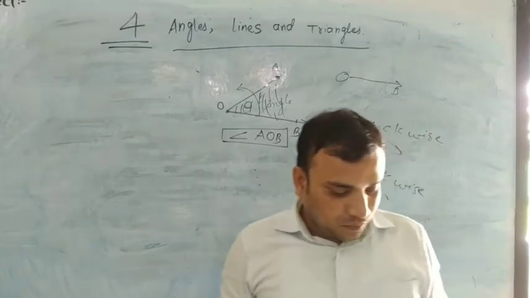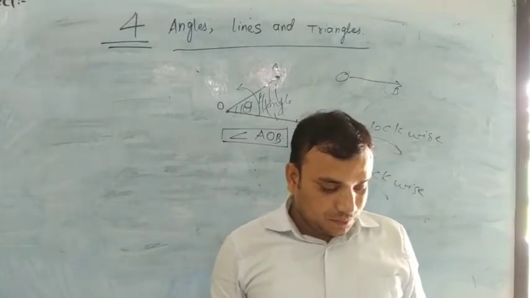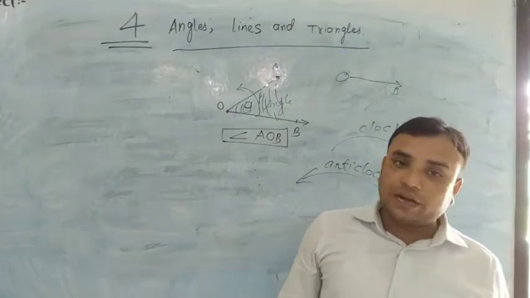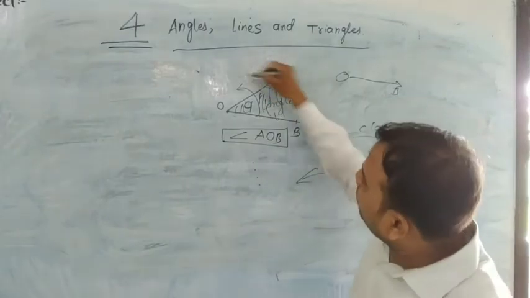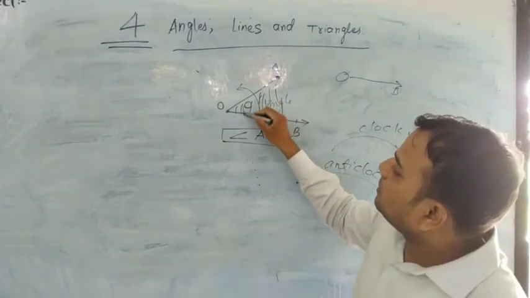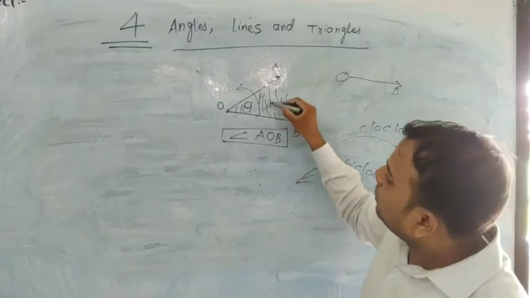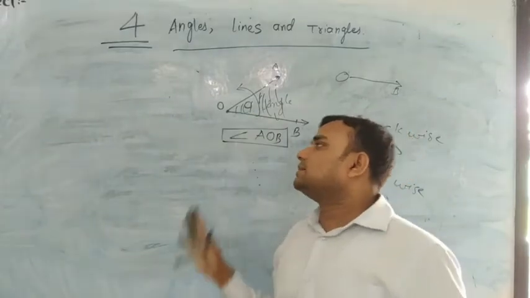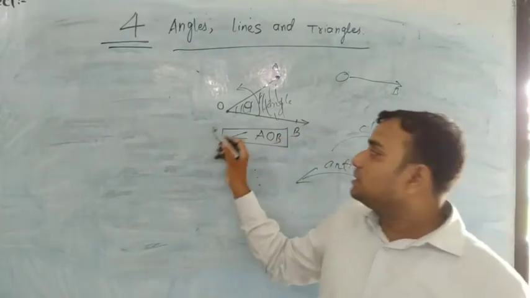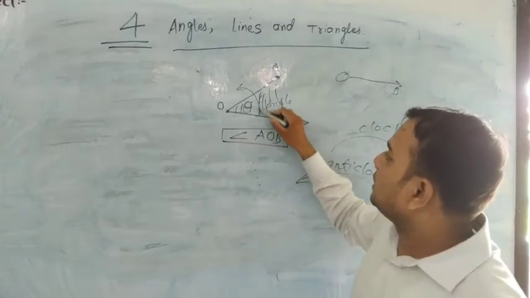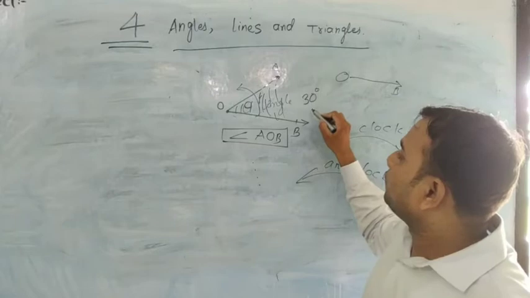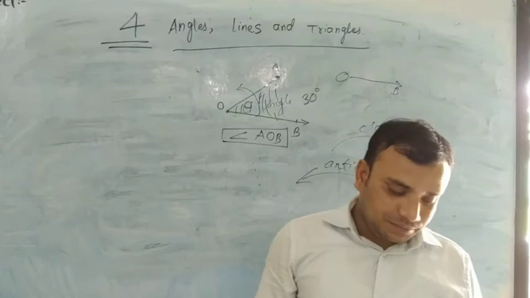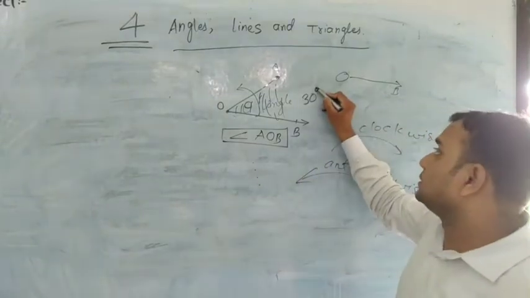Now dear student, the measure of an angle is the amount of turning from OA to OB. This measurement is called the measure of an angle, and it is denoted as theta. For example, an angle may measure 30 degrees, 40 degrees, 50 degrees. The angle is measured in degrees and denoted by this sign.